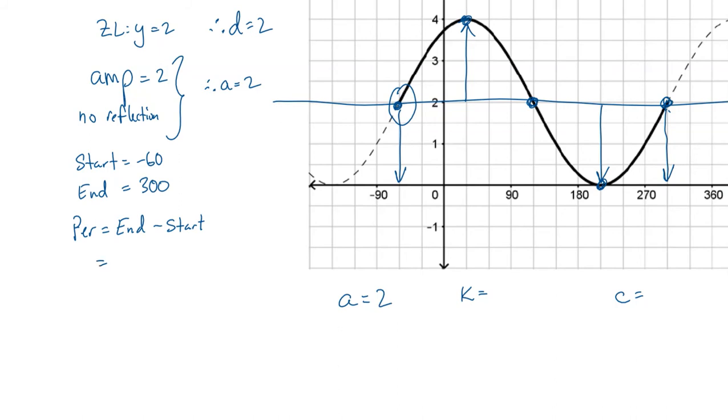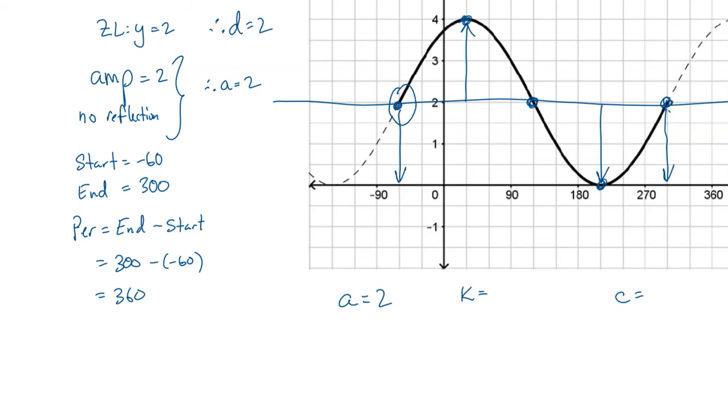This is something you need to know. Remember I said before, this is the other new thing we're doing. You have to know how to find the period, which is the end minus the start, not the start minus the end. You'll have it backwards. The end minus the start. 300 minus negative 60, which is 300 plus 60, which is 360. So this first graph we're doing doesn't have a change in period. That was on purpose, but other ones will.